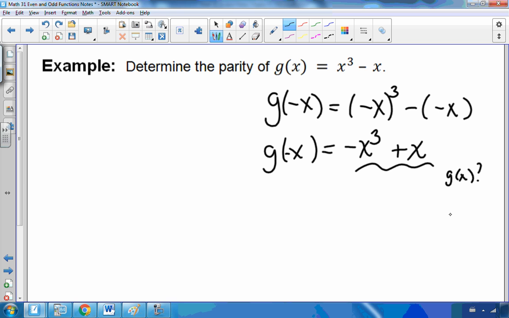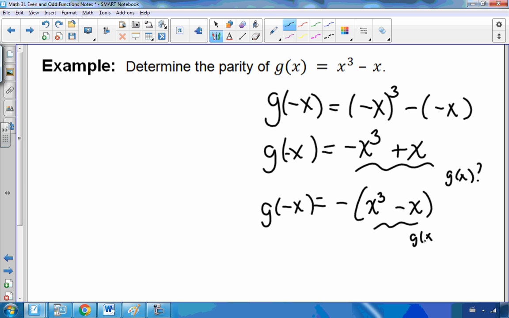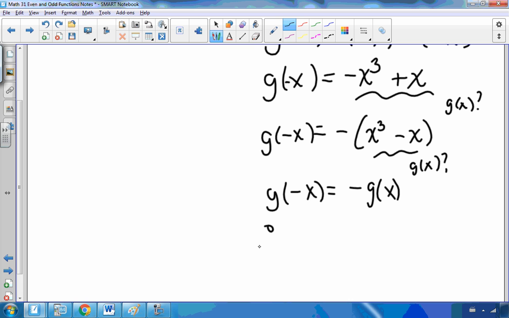So the first thing I check is, is this g of x? And it is not. So step number 3, I factor out a negative 1. So negative x cubed divided by negative 1 is x cubed. X divided by negative 1 is negative x. And this, I check to see, is that equal to g of x? And it is. So I know that g of negative x is negative g of x. So since that is true, I can say that g of x is an odd function.